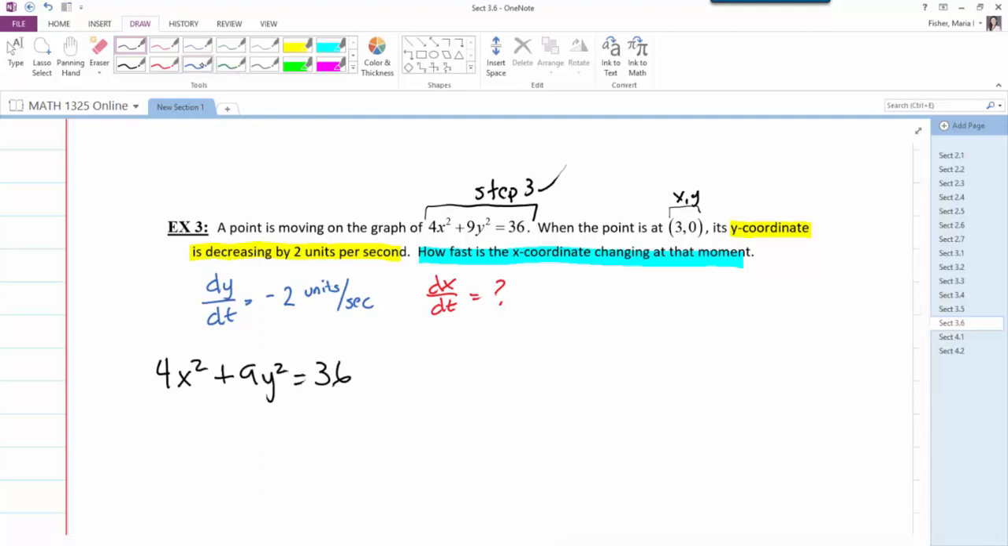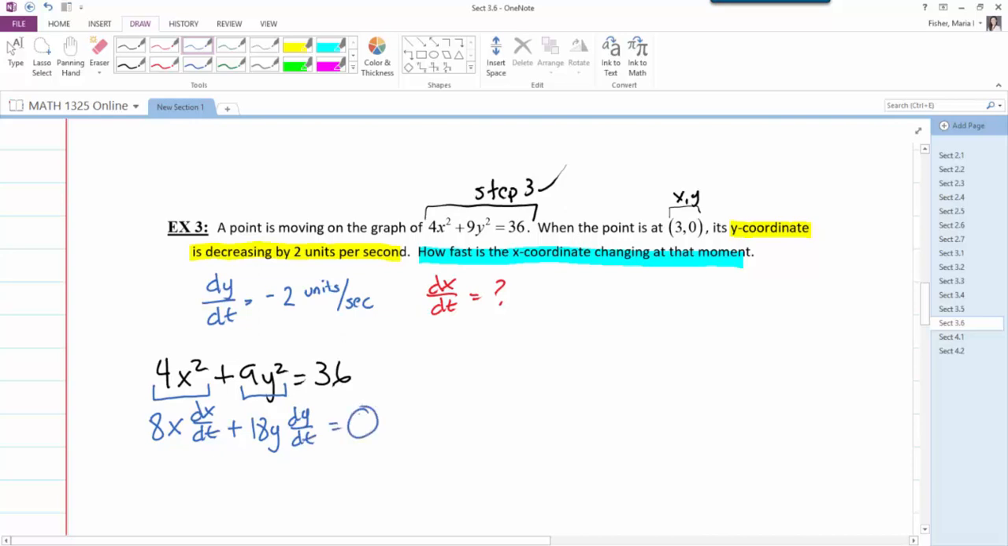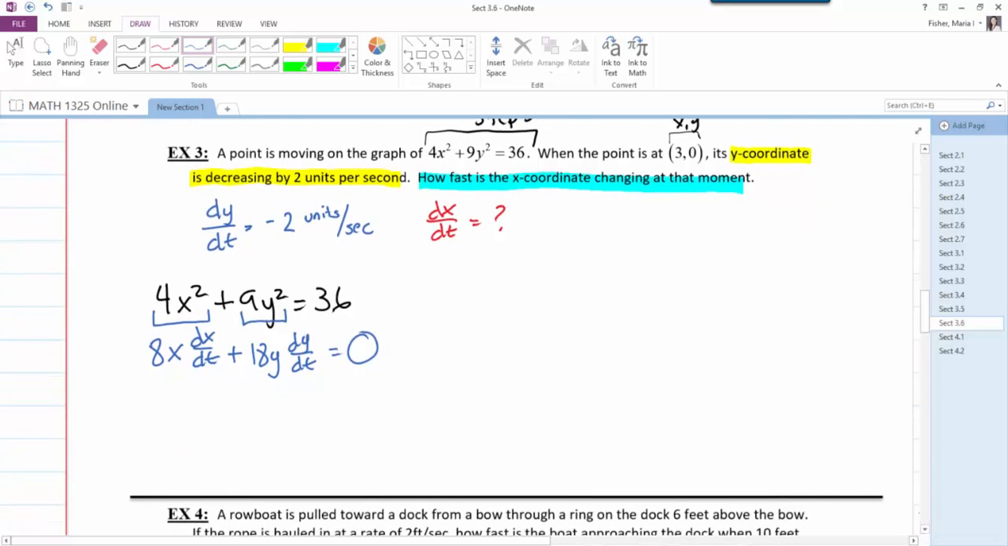So I have to start by taking the derivative of this equation. The derivative of 4x squared is 8x dx/dt. The derivative of 9y squared is 18y dy/dt. The derivative of 36 is 0. Do I have enough information to solve for dx/dt? I sure do. I'm told that x is equal to 3.